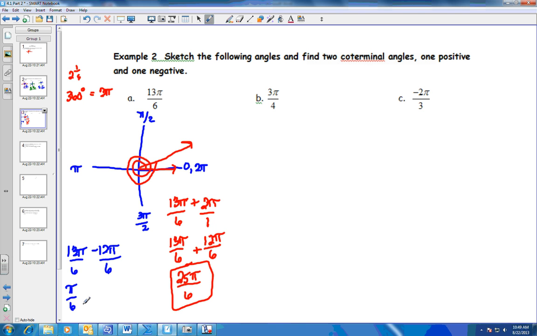All right, so when you need a negative answer and you end up with a positive, you just need to do it again. Subtract 2 pi again. So I'm going to subtract 12 pi over 6 again. So I have 1 pi over 6 minus 12 pi over 6, negative 11 pi over 6.